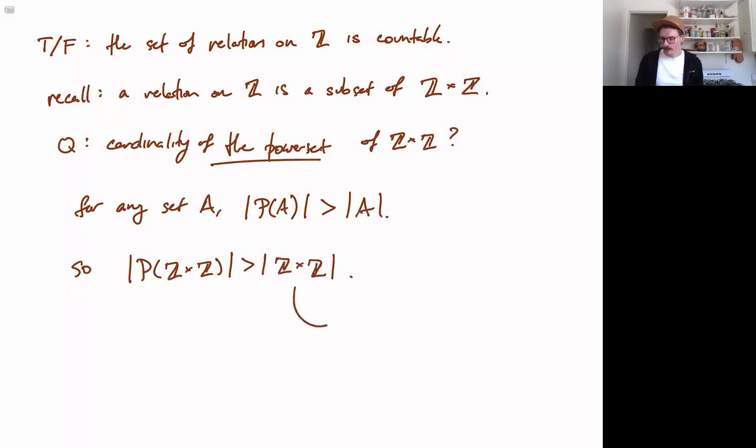So that will tell us something if we know what the cardinality of this side is. And I believe we do. This is just the same as the cardinality of Z. It is countably infinite. And that implies, since this thing is strictly larger, it must be uncountable.